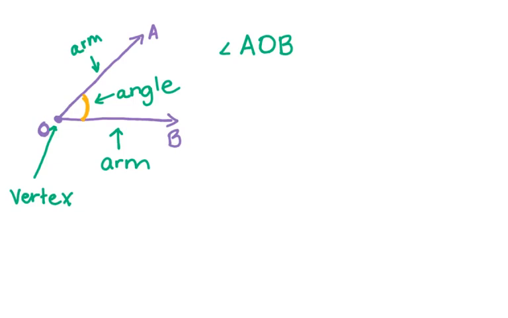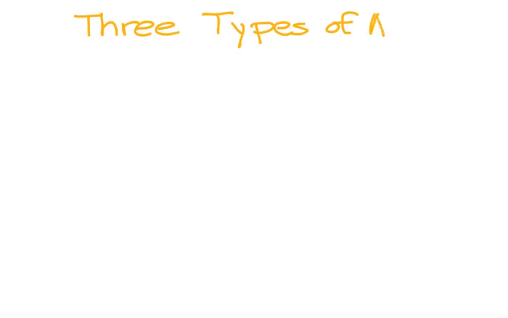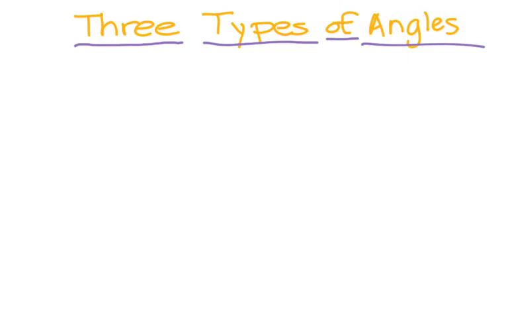So, we're going to get a new page, and I'm going to write on here 3 types of angles. So you have 3 types of angles. The first type, or the first angle, I'm going to tell you about is called an acute angle. An acute angle is very small, and it measures less than 90 degrees.